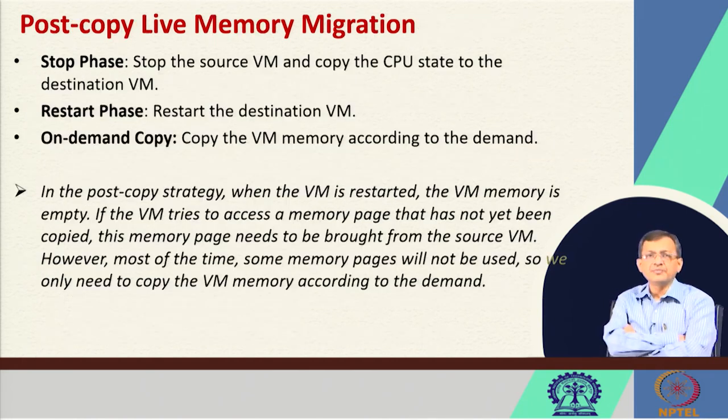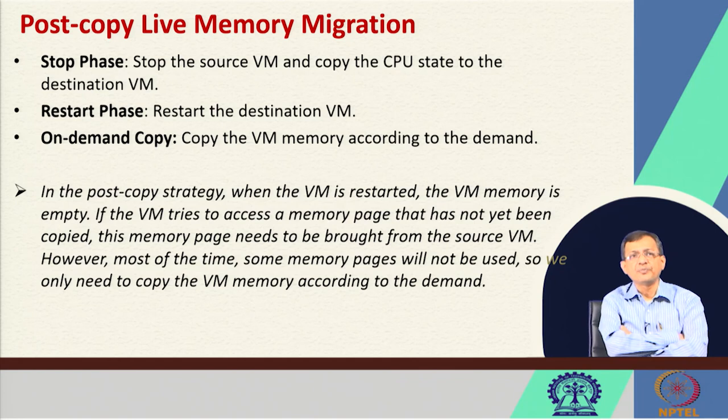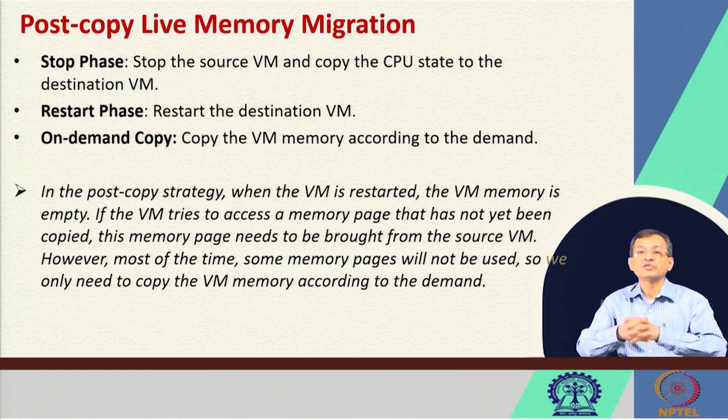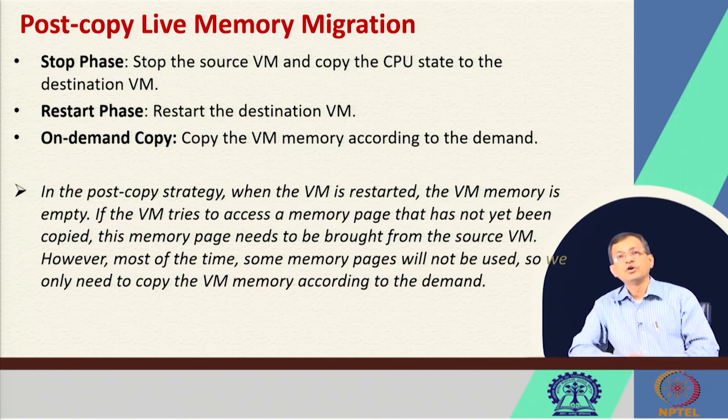And post copy live migration. What we do: in the stop phase, we stop the source VM and copy the CPU state to the destination VM, and restart the destination VM. Then on-demand copying of the VM memory. On demand means, as we discussed, if at the destination a page is not found, then it is pulled, or copied on demand from the source. So, in the post copy strategy, when the VM is restarted, the VM memory is empty.